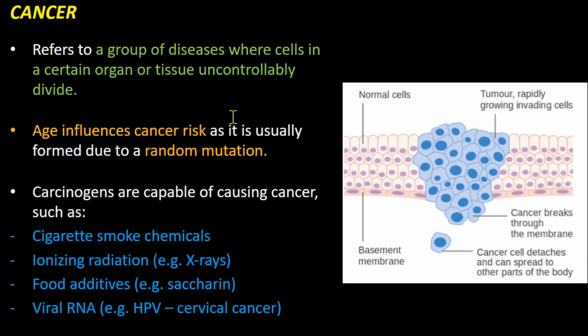Cancer. Cancer refers to a group of diseases where cells in a certain organ or tissue uncontrollably divide. Age influences cancer risk, as it is usually formed due to a random mutation, usually during DNA replication. Carcinogens are also capable of causing cancer. This could be cigarette smoke chemicals, ionizing radiation such as X-rays or gamma rays, food additives such as sweeteners like saccharin, and viral RNA such as the one produced by the human papillomavirus, which causes cervical cancer.